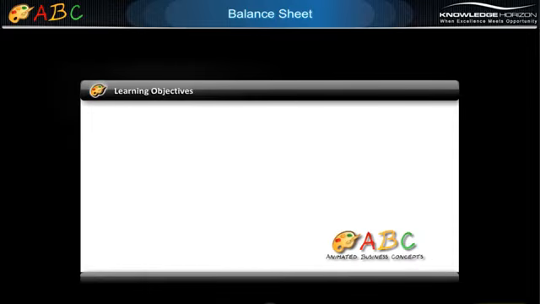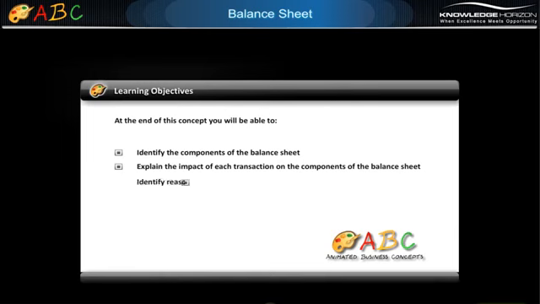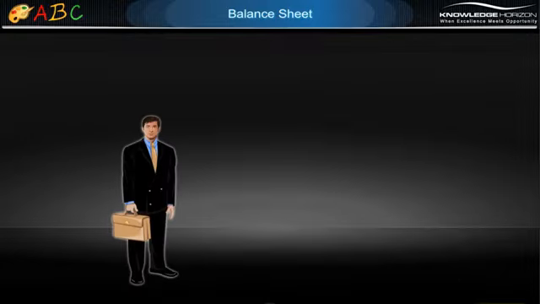Learning objectives. At the end of this concept, you will be able to identify the components of the balance sheet, explain the impact of each transaction on the components of the balance sheet, identify reasons why a balance sheet always balances.